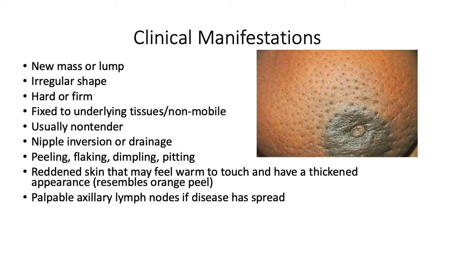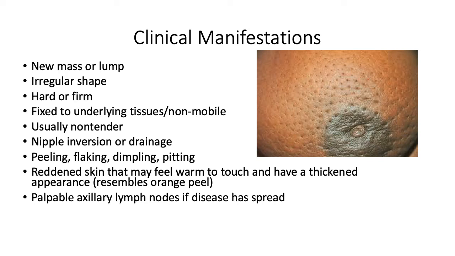Clinical manifestations of breast cancer include a new mass or lump. The mass is often irregular shape. It's hard or firm. Fixed to underlying tissues and non-mobile. It's usually non-tender. The client may have nipple inversion or drainage.